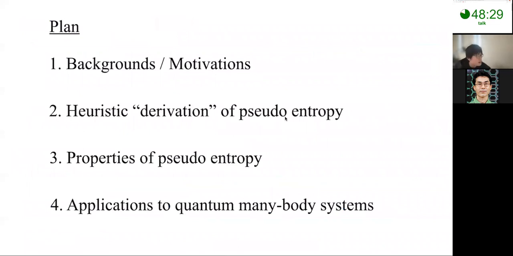Okay, and this is the plan. Since I suppose we have a broad background, let me first share the basic background of this work and also the motivation. And then I would like to discuss some heuristic derivation of pseudo entropy, how we come up with such a generalization from the argument of gravity. Then I move to the more formal part, the formal definition of pseudo entropy and its basic properties. And finally, I will discuss application of pseudo entropy to quantum many-body systems. Today I don't discuss very much about gravity applications. If you are interested in that part, please look at our paper.